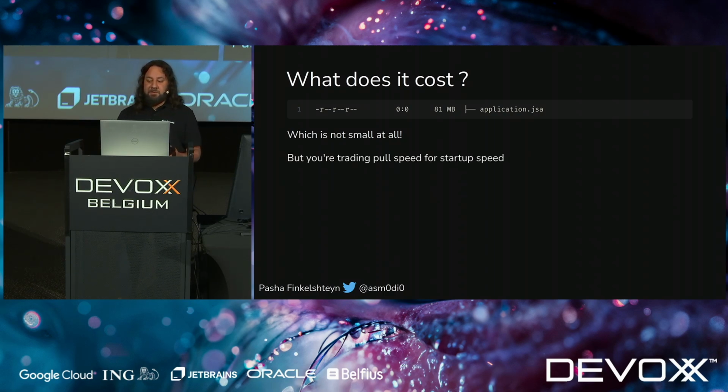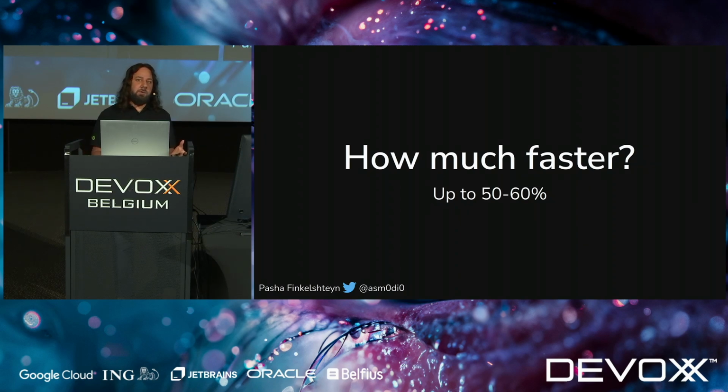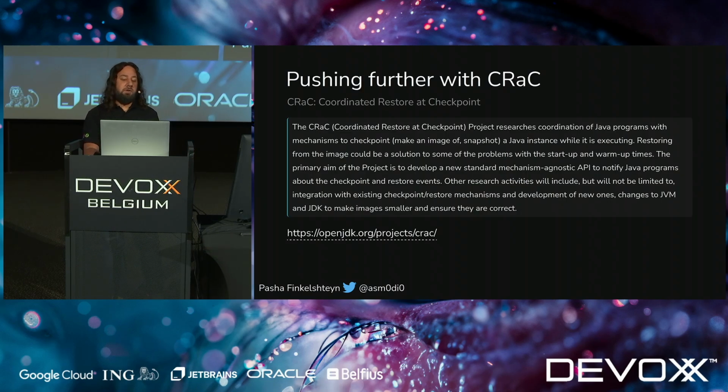And we can save startup. Well, in a perfect world, it will be like 50 to 60%. With Project Leyden, I won't be talking about it today, but we can probably cut up to 80% from startup. And for most companies, it's more than enough. And for most customers, I would say, because cutting like 5 seconds to 1 second is actually very good. But what if it's not enough?